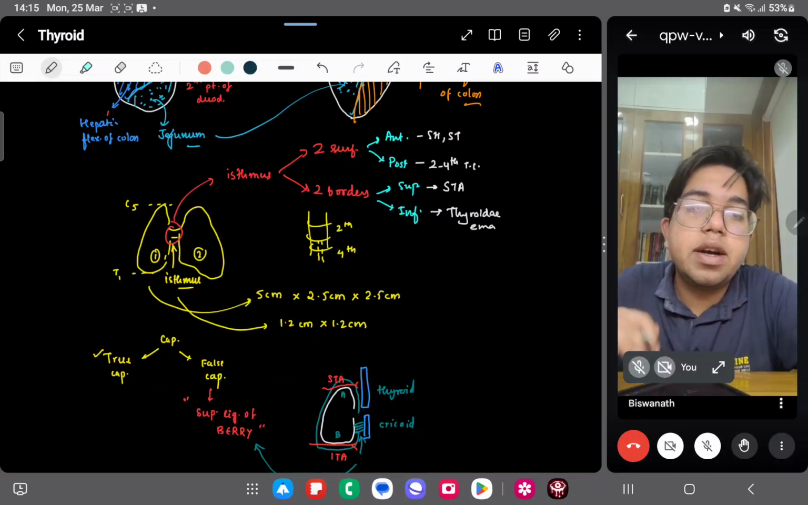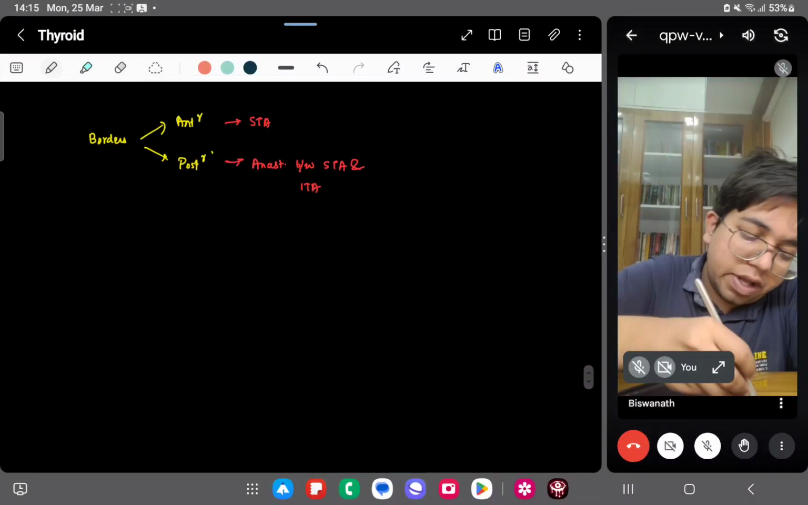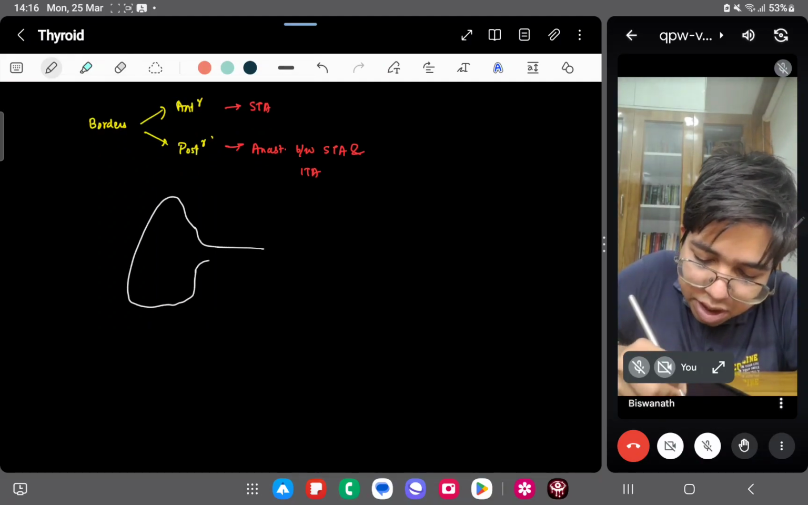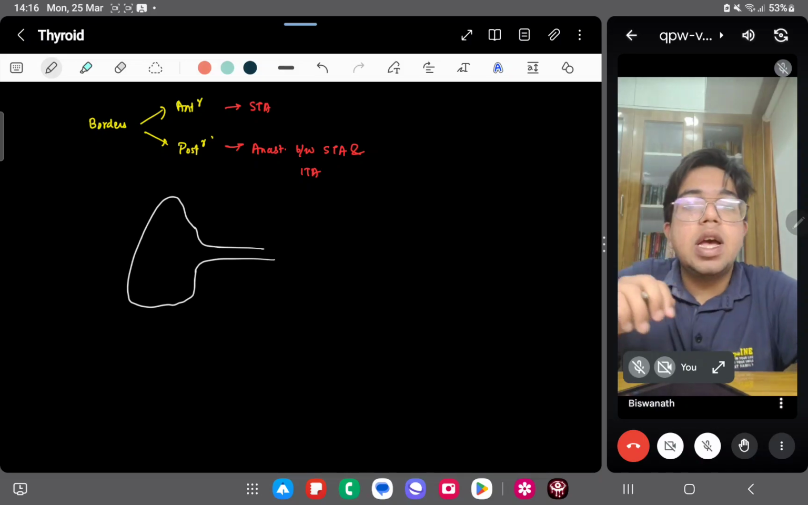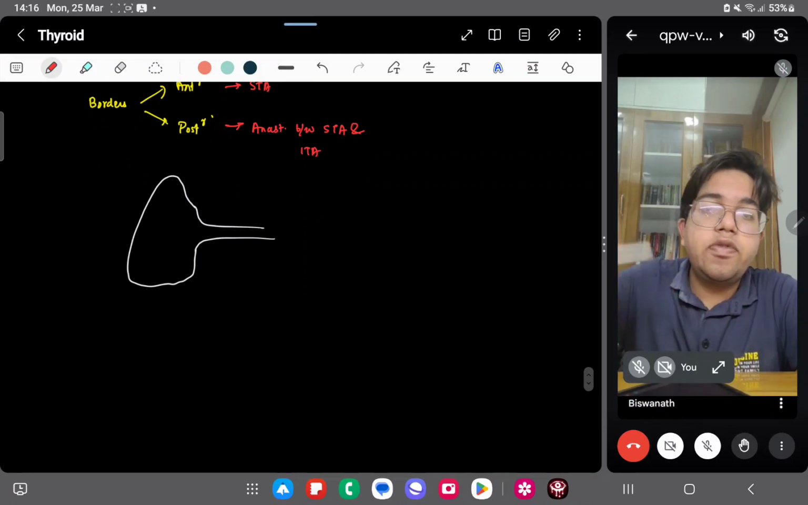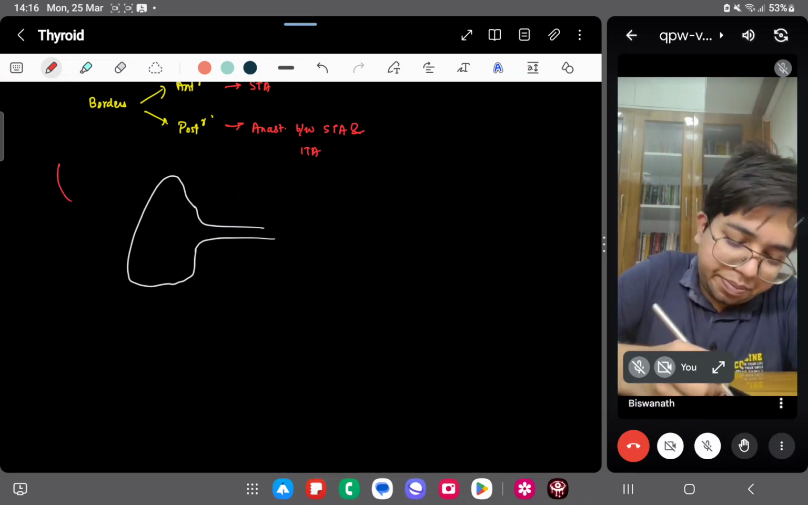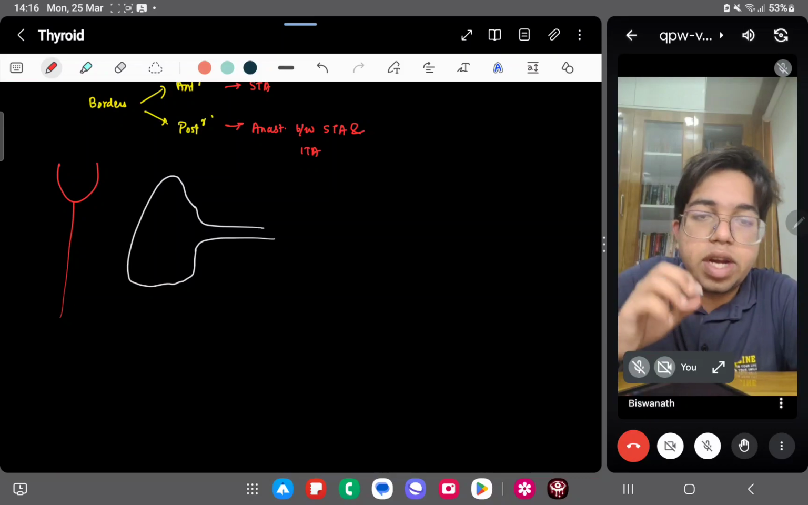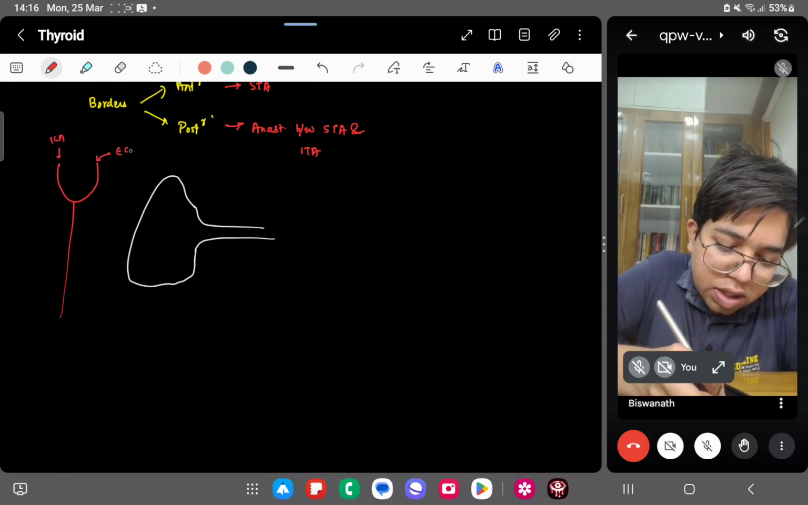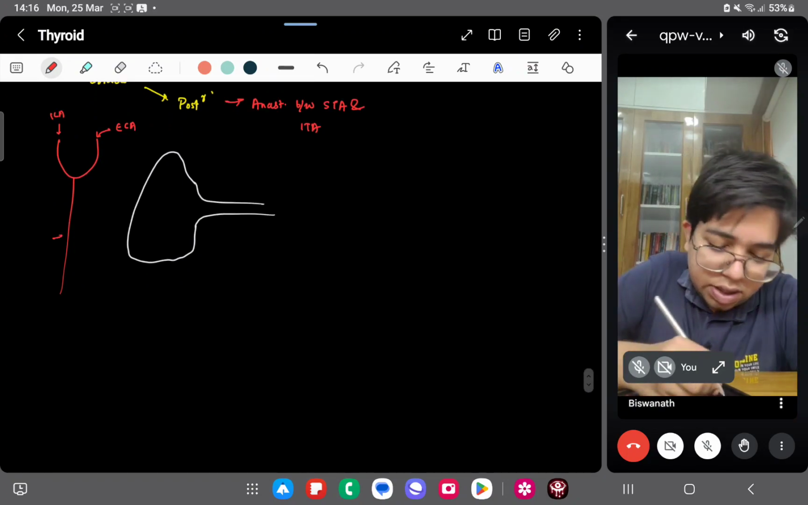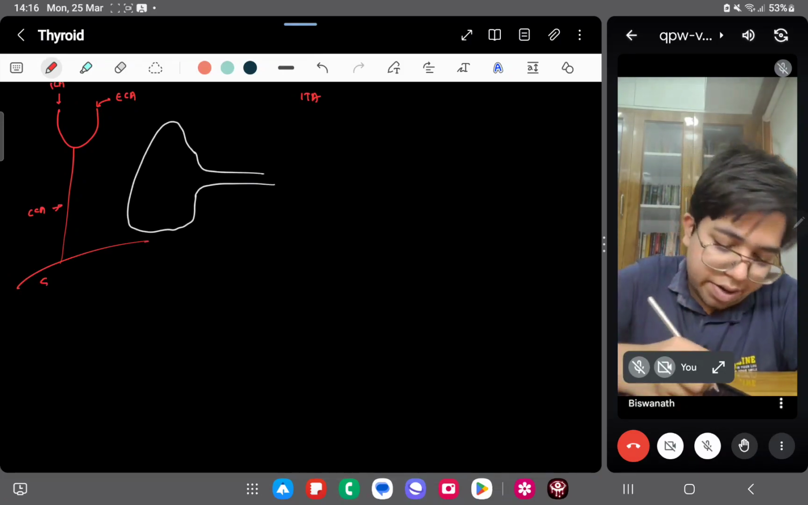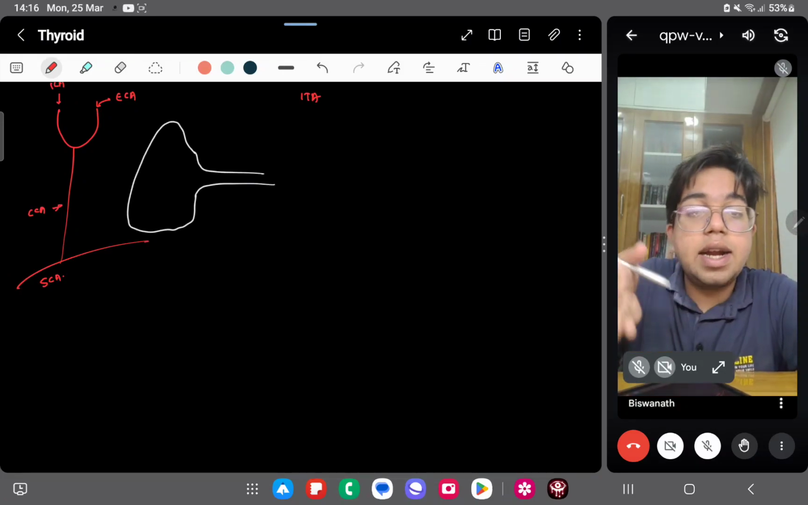And now we'll see the arterial supply of the thyroid gland. The arterial supply of the thyroid gland is very easy. Just pay attention like this. This is the thyroid gland. If this is the thyroid gland, we'll have an ICA and ECA as well. I'm drawing it very schematically, so don't pay attention. This is your ICA, this is your ECA, and this is your CCA. This is your subclavian artery, SCA.